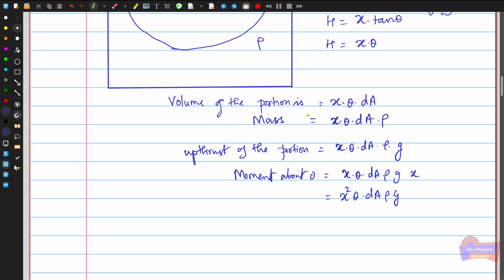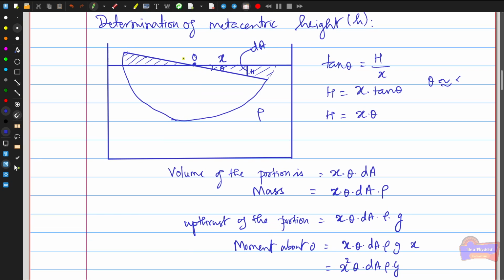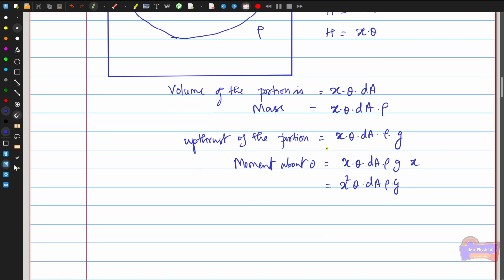Similarly, if you consider the same equal wedge-shaped portion on the left-hand side, we find that there is a loss of upthrust due to this portion rising out of the water, so that the moment with respect to the origin O is equal to the expression we considered for both the left-hand side as well as the right-hand side. Therefore, there is a moment acting as a couple.